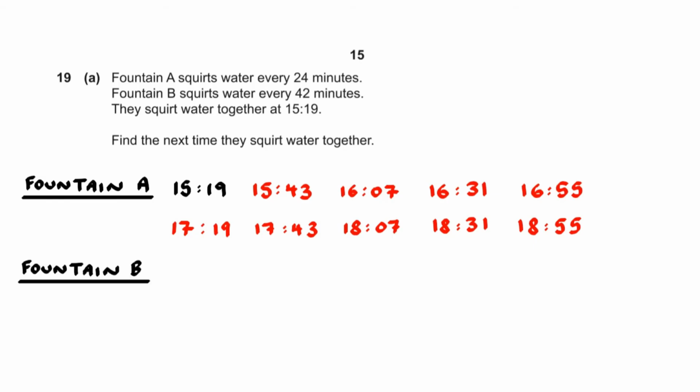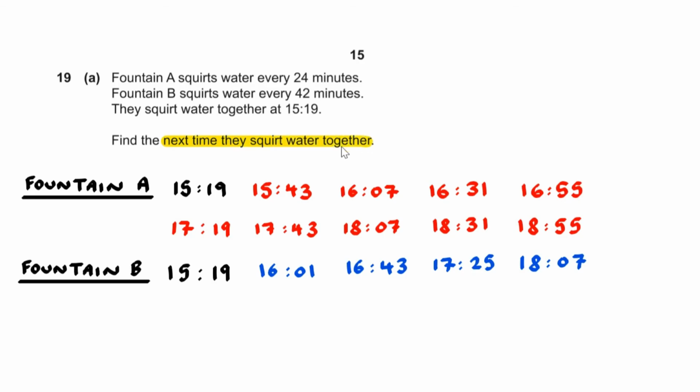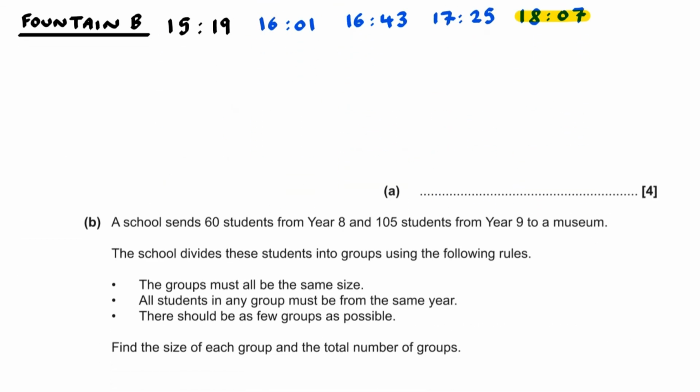If we take a look at fountain B, that squirts water every 42 minutes. So we've got 15:19. Add 42 minutes, we get 16:01. Add another 42 minutes, we get 16:43. Add another 42 minutes, we get 17:25. Add another 42 minutes, we get 18:07. Now what we need to do is find the next time they squirt water together. Well, clearly that will be 18:07.